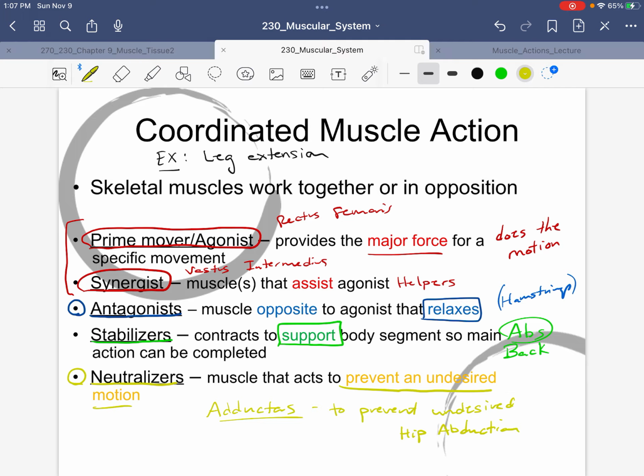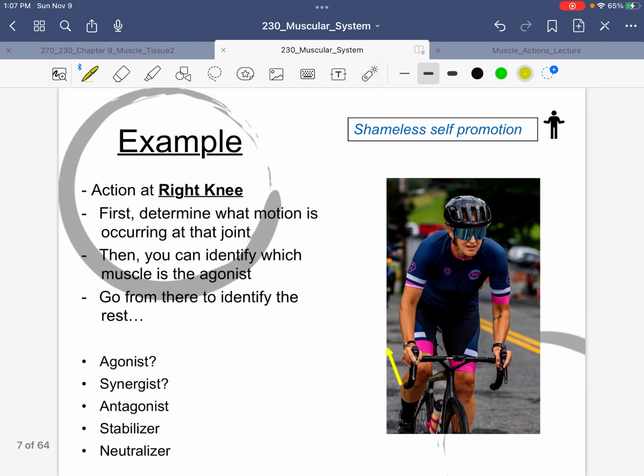When you're doing a leg extension, you don't want your hip to move out to the side. So even without you realizing it, to keep your leg straight, your adductors might contract a little to prevent the undesired abduction. If I want to prevent abduction, I want to adduct a little. We're going to have a chance to practice this more in person.